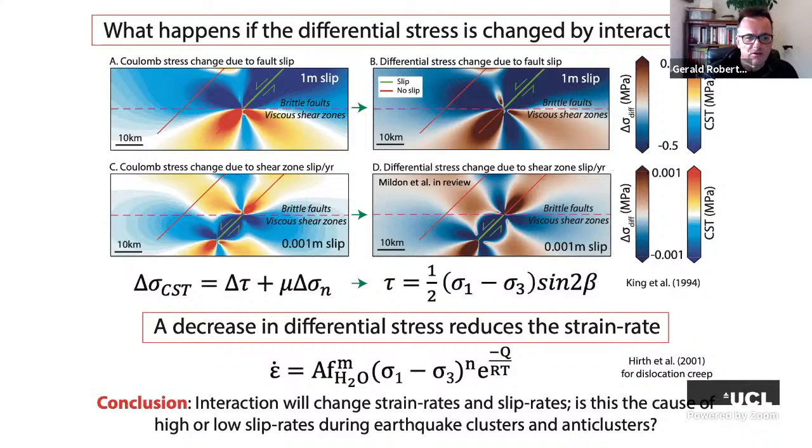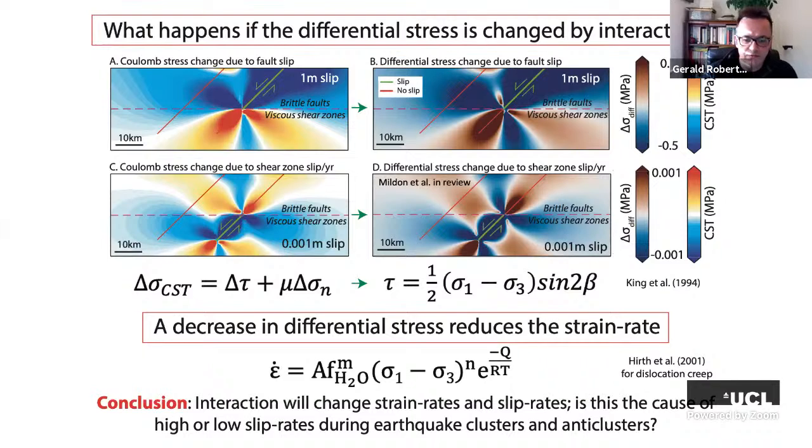And what's interesting is that you can see the two equations which link Coulomb stress and differential stress by King et al. Note that sigma 1 minus sigma 3 also occurs in the dislocation creep equation for viscously flowing shear zone rocks. You see it? Sigma 1, sigma 3, it's in two equations. And I would suggest that those two equations have not been linked in the literature in a way to address the idea of clustering. So interaction will change strain rates and slip rates because the differential stress will change in that bottom equation during interaction.